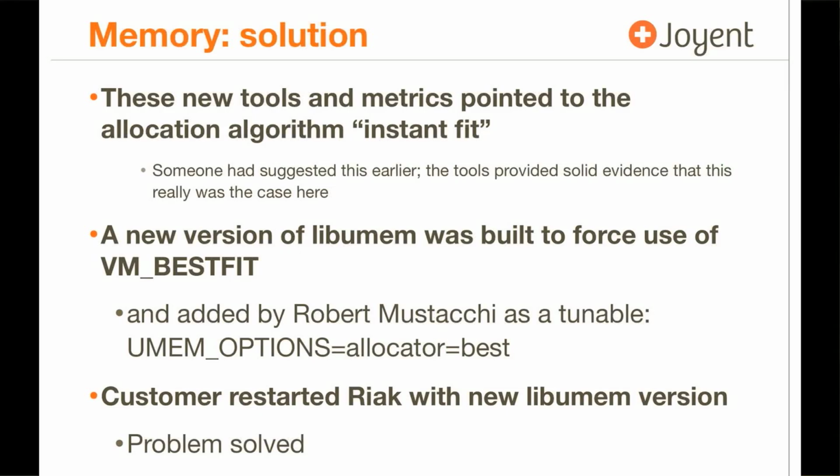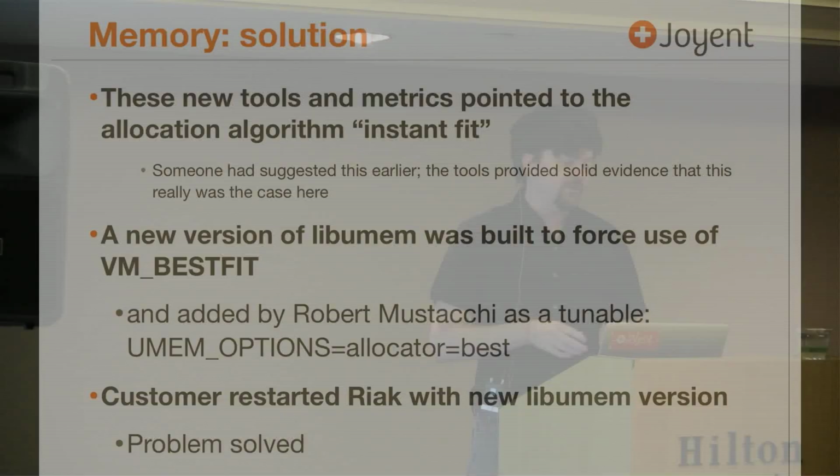After looking at it with DTrace and looking through the internals, it's like, yes, I'm actually in the InstantFit code path. We built a libumem version that forced the use of VM bestfit. And so this allocator actually has different options. If you're into memory allocators, they normally do. They've got things like first fit, best fit, next fit, fast fit, instant fit, as it turned out. Instant fit was trying to allocate as quickly as it could without trying to find the best place, and it was leading to this massive fragmentation.